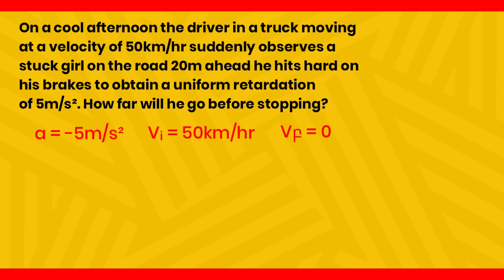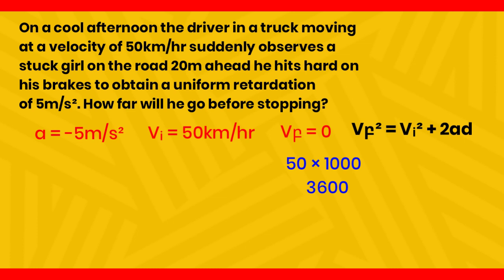Which formula can be used to solve this question? It's v final square equals v initial square plus 2ad. We need to convert 50 km per hour to meter per second. To do that, we multiply 50 by 1000 divided by 3600. So 50 km per hour to meter per second is 13.89 meter per second.